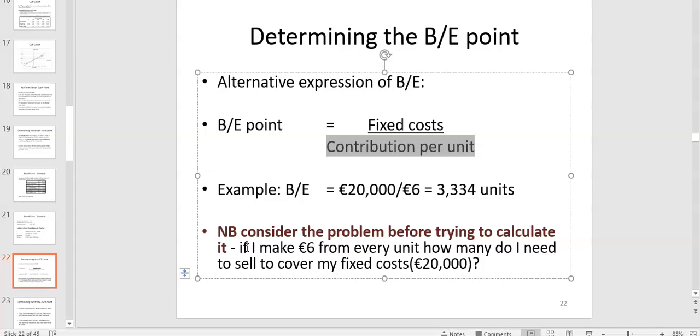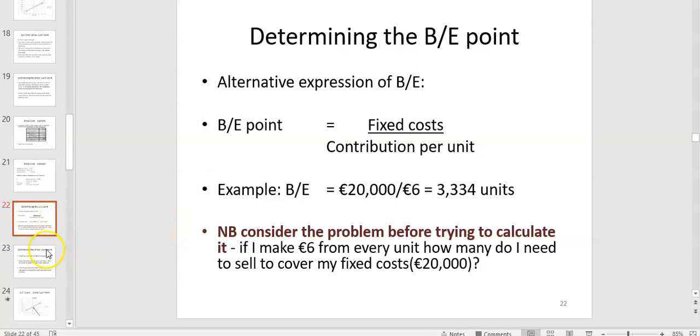Same with an airline. It's, if I make €20 from every ticket, how many tickets do I need to sell to cover the cost of the plane? Or if I make an average of €100 for every table sitting, how many sittings do I need in a night or a week to cover the cost of the restaurant? So that's the practical way you need to engage with break-even analysis.